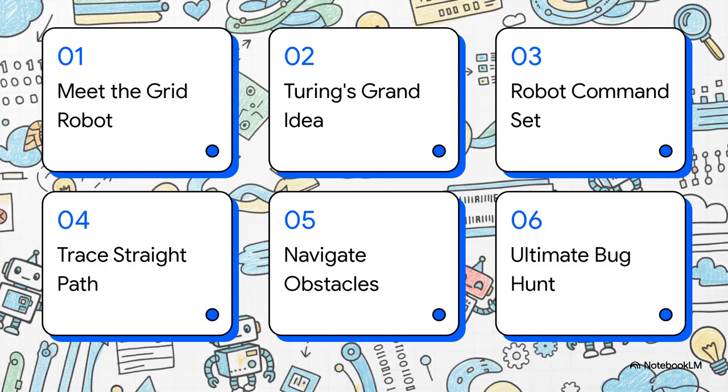First, we'll meet the grid robot. Second, Turing's grand idea. Third, the robot command set. Fourth, tracing a straight path. Fifth, navigating around obstacles. And finally, number 6, the ultimate bug hunt. Okay, let's dive into this.